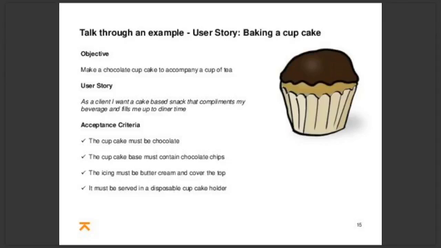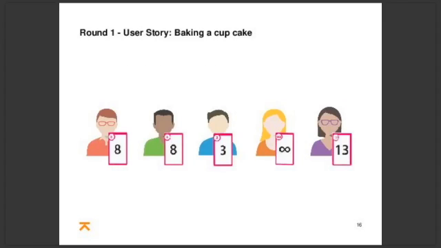So, the team played their cards again, and the first hand looked like this. We had someone with a 3. They based that on the fact that the cake they felt was no more difficult to make than a cup of tea. We had some 8s come in. They thought that the cupcake was more difficult than the tea.